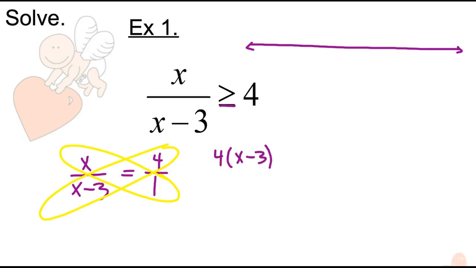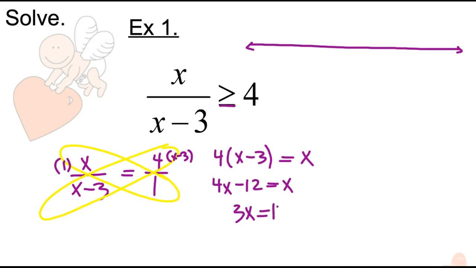If you were going to get a common denominator, you would be doing the same thing as cross products in this case anyways. You would multiply this one by x minus 3, and you would multiply this one by 1. So you'd be doing the same thing. So 4 times x minus 3 equals x times 1. Solve this up, we get 4x minus 12 equals x. So we get 3x equals 12, and we get x equals 4.